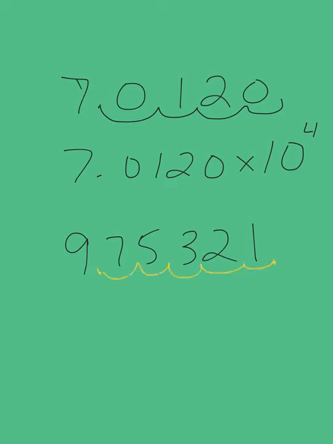5, which means we rewrite this number as 9.75321 times 10 to the power of 5, because we moved it over 5 decimal places.